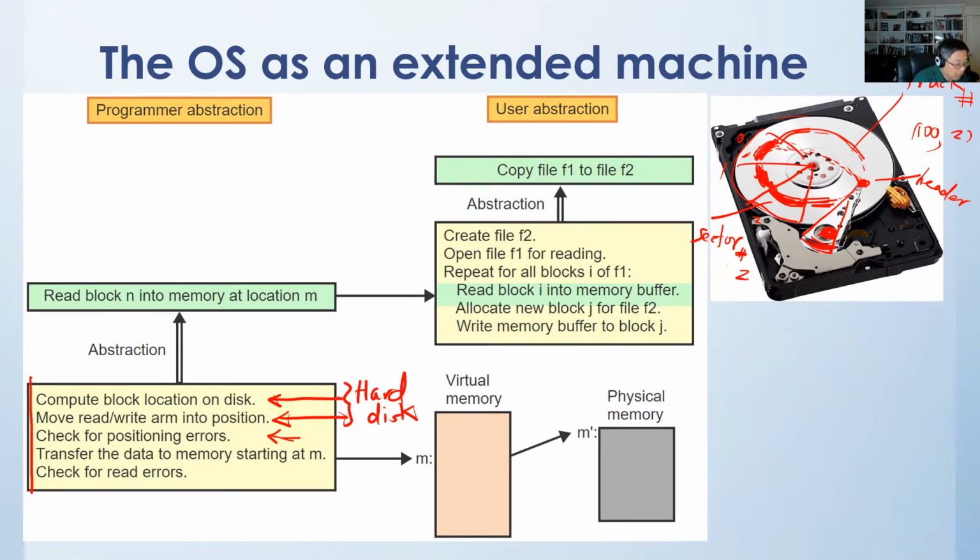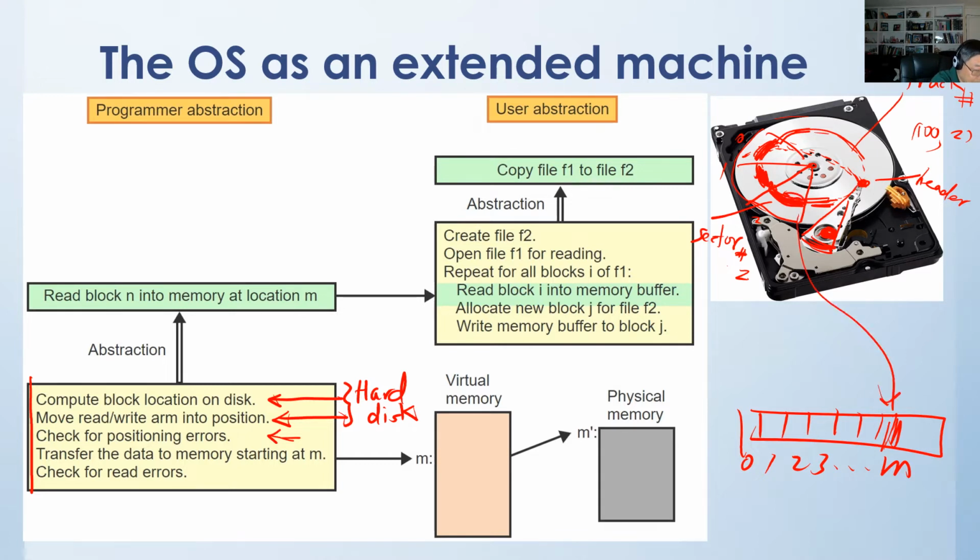Okay, so the header starts to read the data in a block, then checks the position error and transfers the data from the hard disk to the memory. So here's the memory. You have memory locations 0, 1, 2, 3, M. You copy this piece of data to here. That's a low-level view of copying a file, a whole bunch of blocks, from your hard disk into the memory.